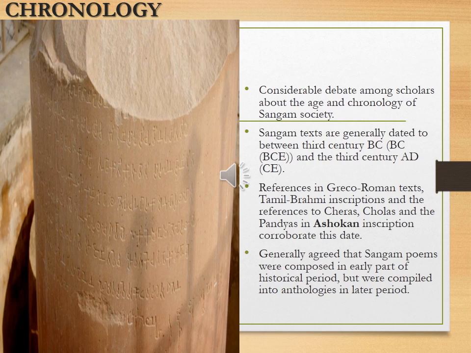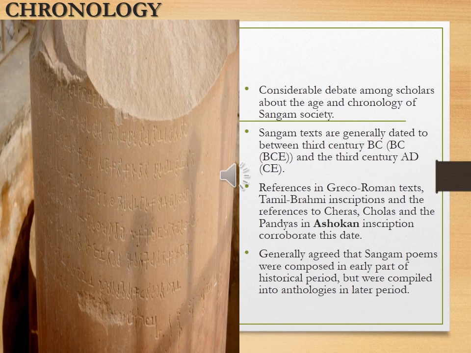So what do you mean by anthology? A collection of poems, stories, etc. that have been written by different people and published together in a book. The poems and stories may be written by different people, but they are published together in a book. So the Sangam poems were composed in the early part of the historical period, but they were collected and published together in a single book in a later period.